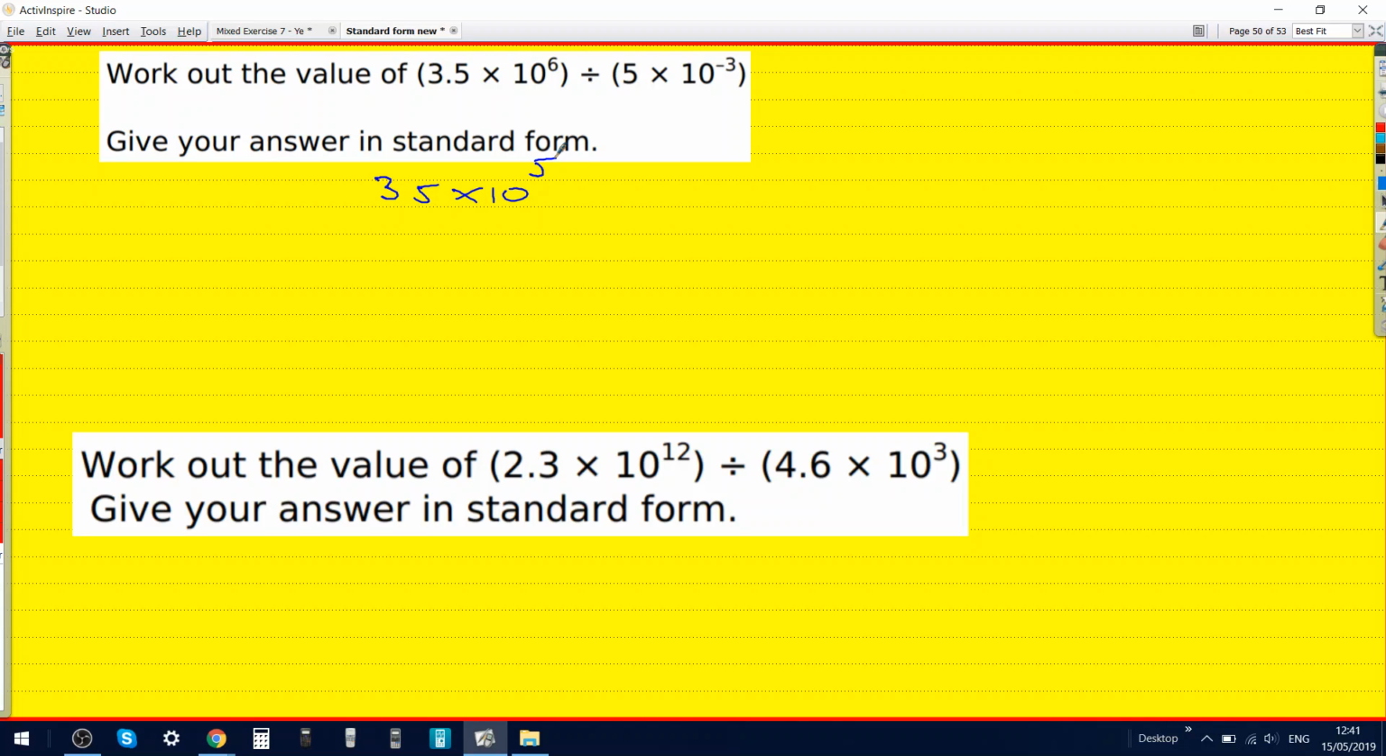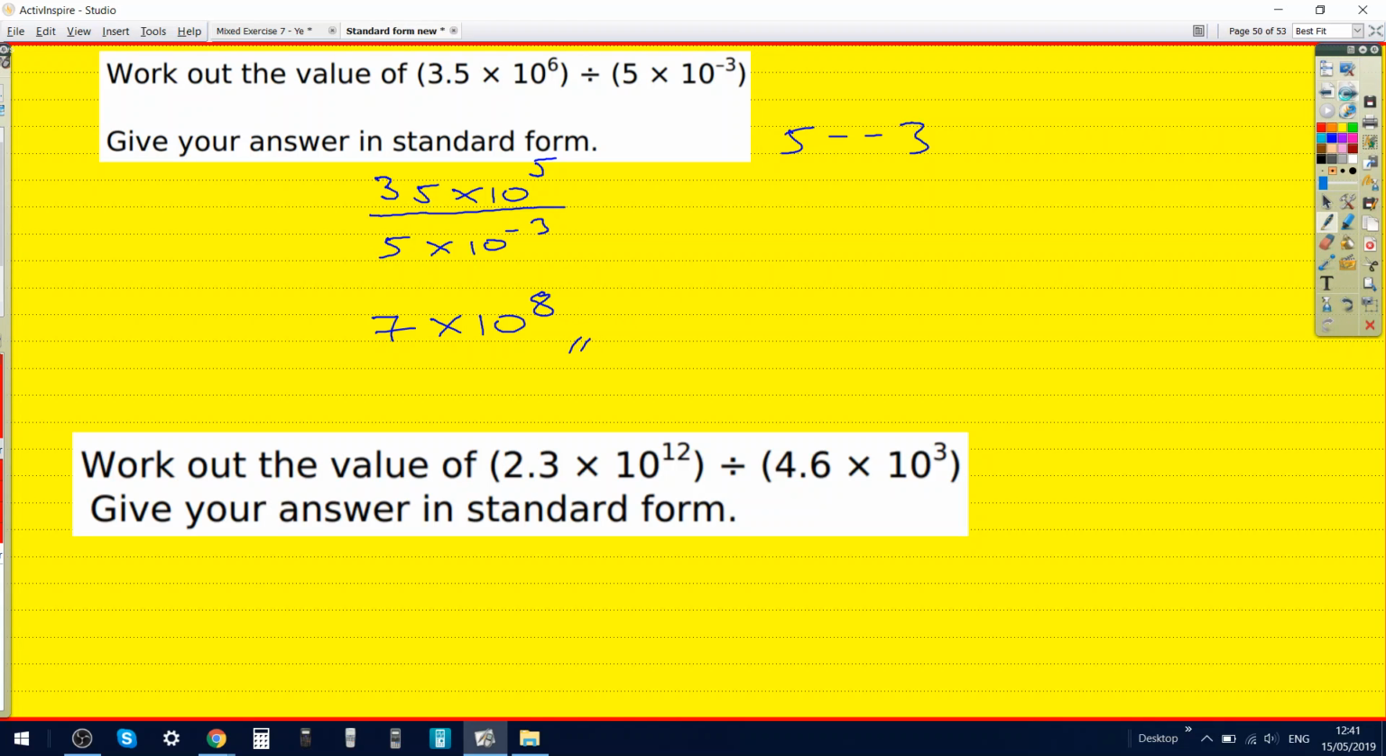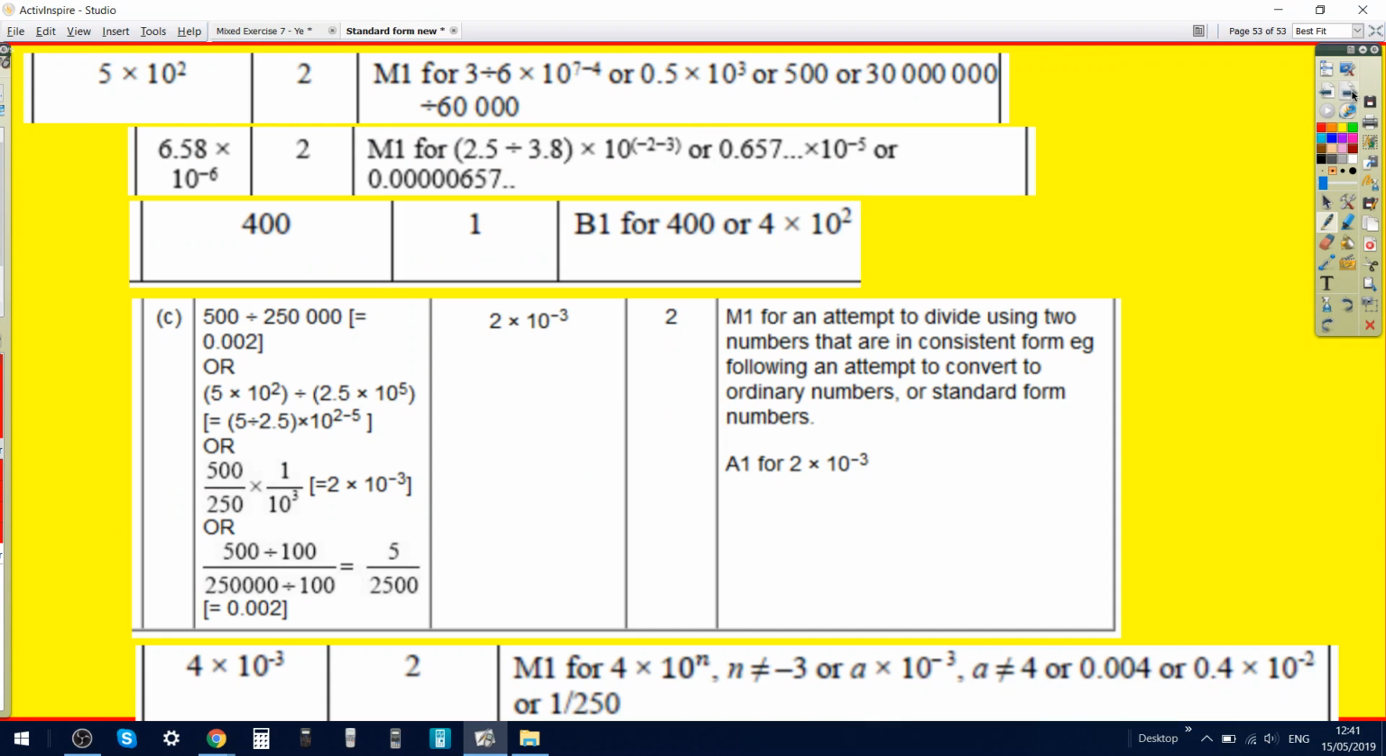What we divide, so we put the 5 times 10 to the power of minus 3 underneath, and that'll give us 7 times 10 to the power of, so it's minus 3, so 5 take away minus 3, so we're going up, so it's going to be 8. Yeah. Well, there's a calculator. Just put them in your calculator.